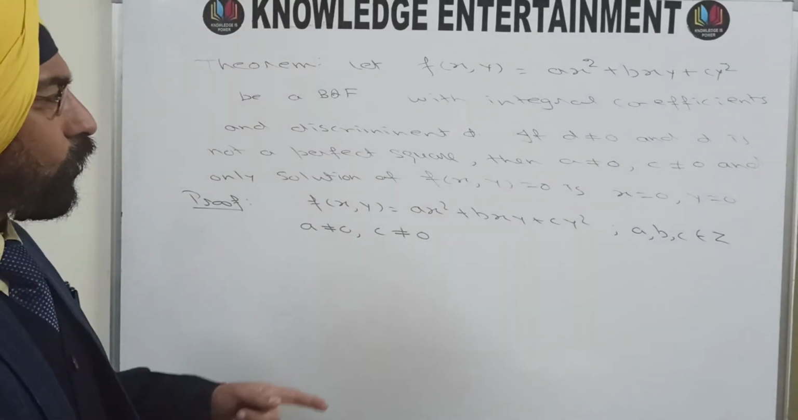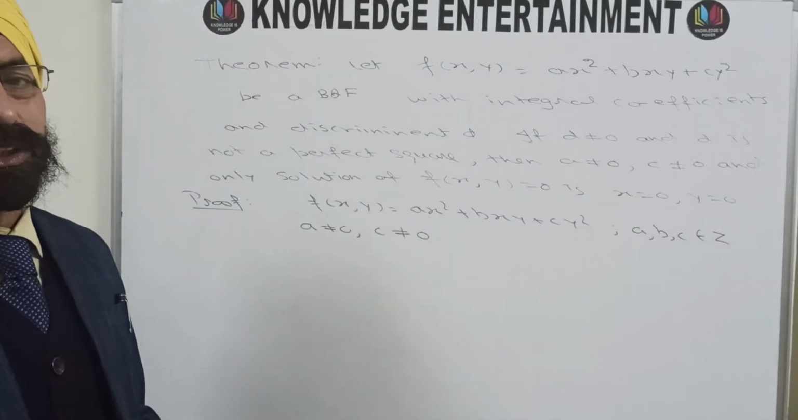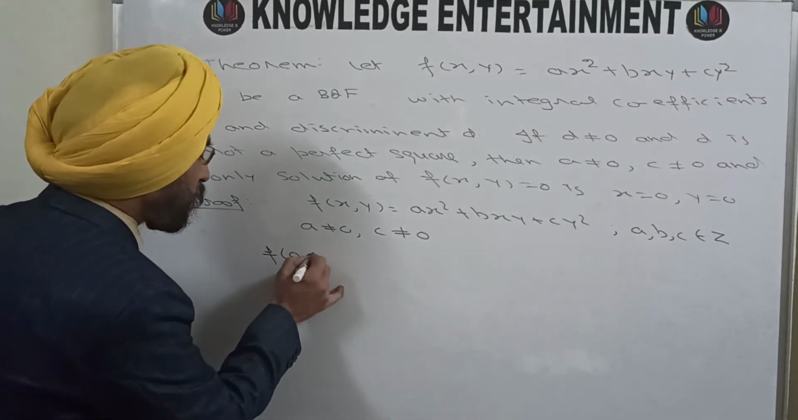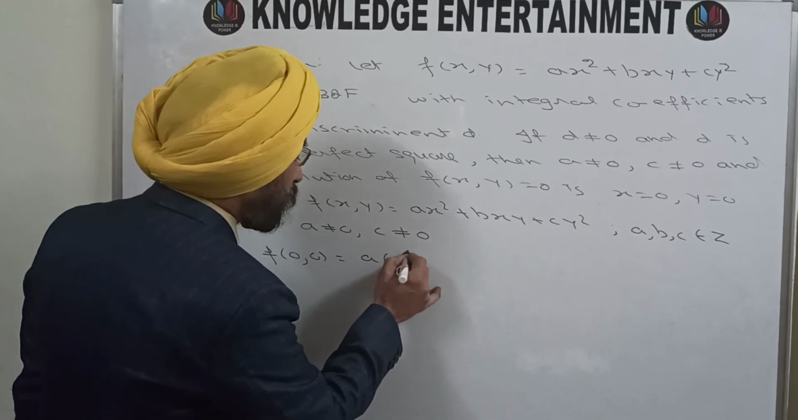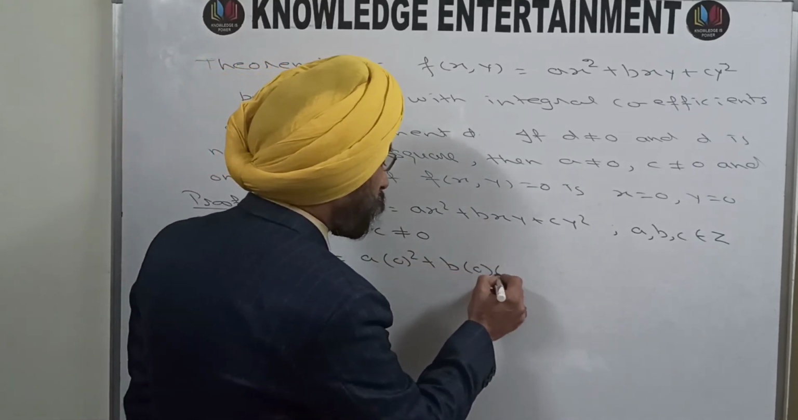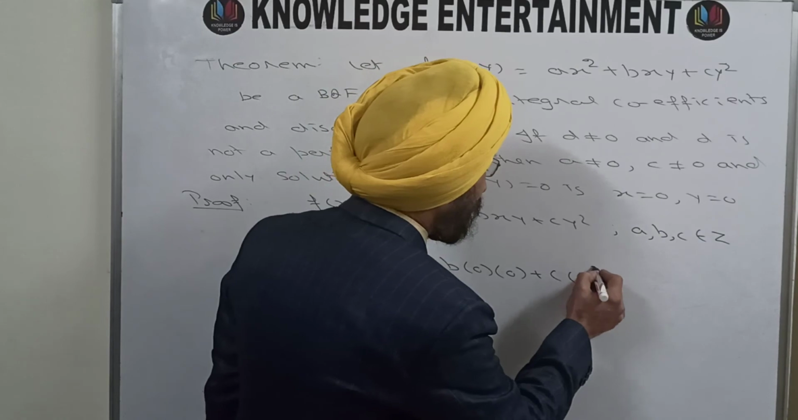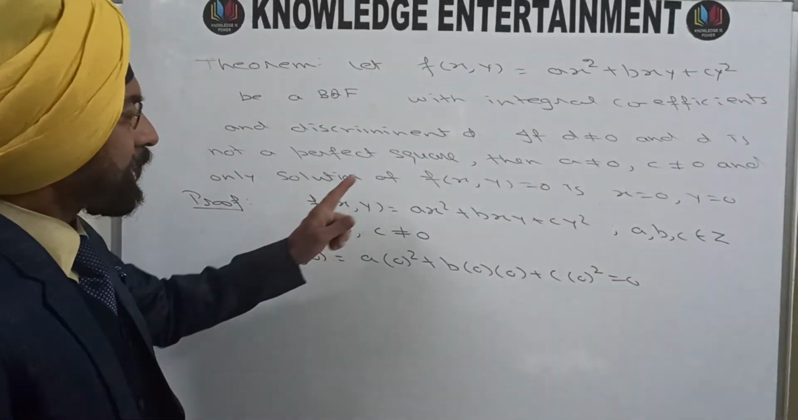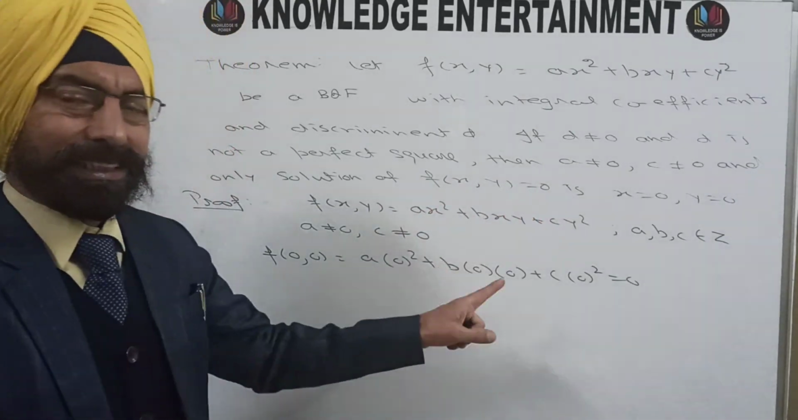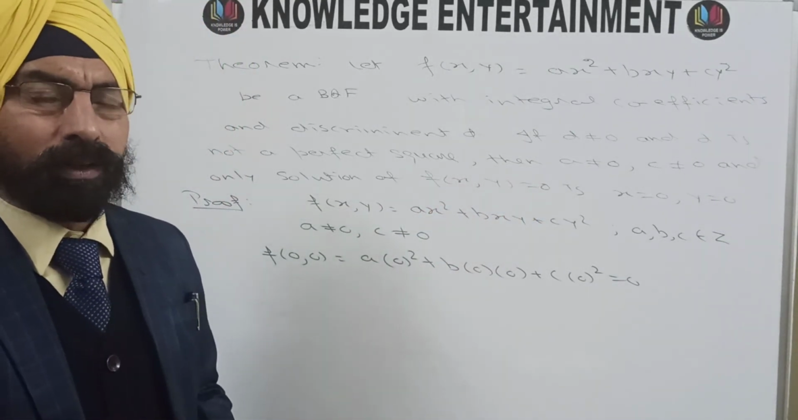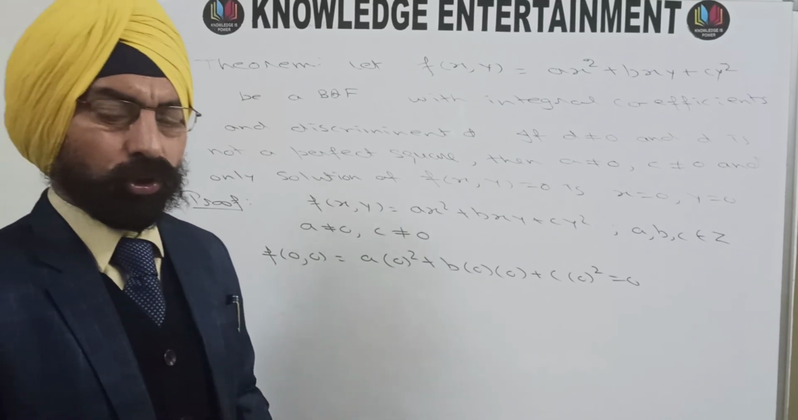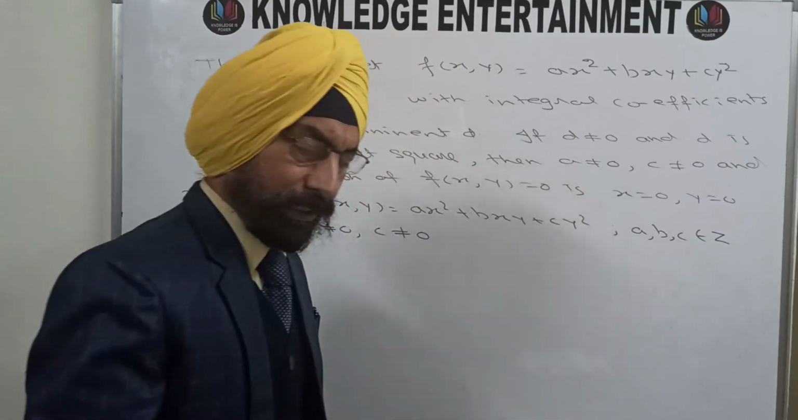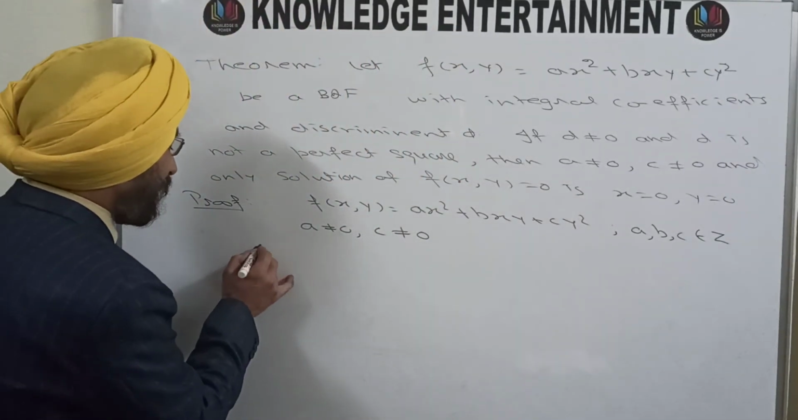Then we also want to prove that the only solution is x = 0, y = 0. One thing is clear that f(0,0) = a·0² + b·0 + c·0² is going to be equal to 0. So f(0,0) = 0. That means f(x,y) = 0 has this solution x = 0, y = 0. What we have to prove is that there is no other solution. Suppose, if possible, there is some other solution, so let (x1, y1) be a solution.